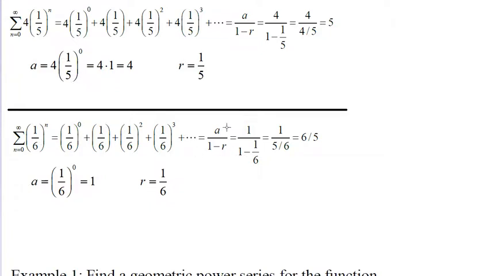And now what we're going to do is the reverse. What if we're given something that looks like a divided by 1 minus r, and then we want to write the corresponding geometric infinite series? So here we were given the geometric series, and we found a divided by 1 minus r. And now we're going to do the reverse. Given a divided by 1 minus r, how do we find the corresponding geometric series?